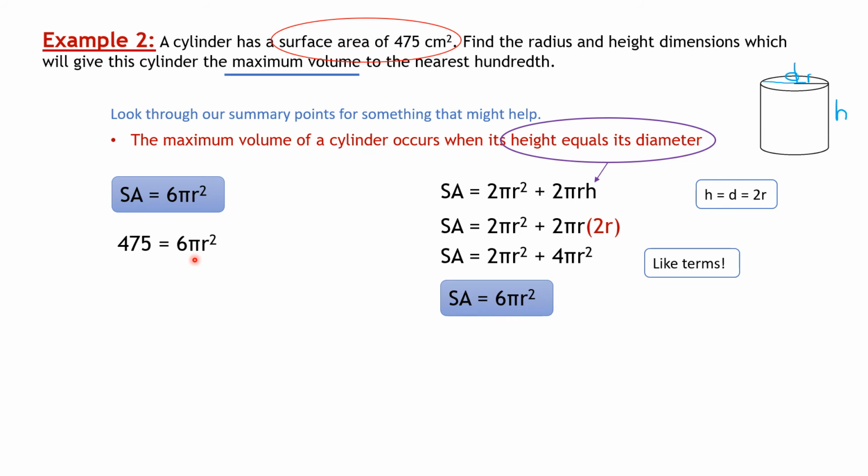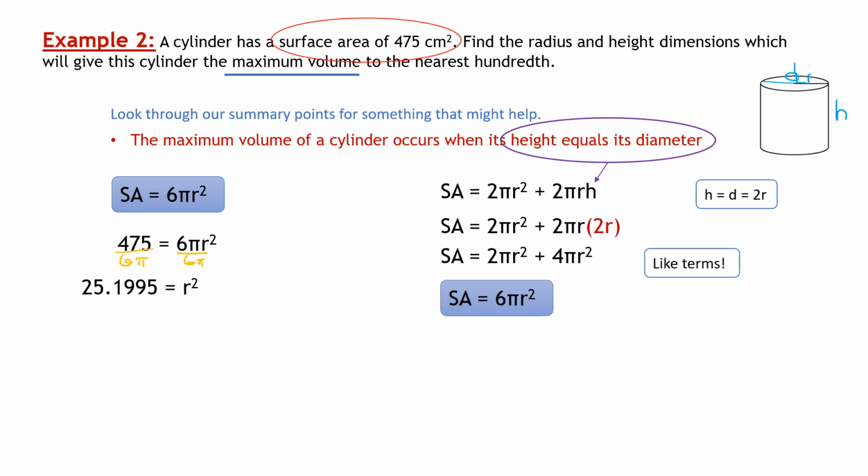If you have a pi button on your calculator, that's what you're using here. You're not putting in 3.14. That is not pi. That is a horrific approximation of pi. Use your pi button, please. So 475 divided by 6, and then divided by pi, and we get, this is rounded, 25.1995 equals r squared. What I did here was I divided by 6 and I divided by pi.